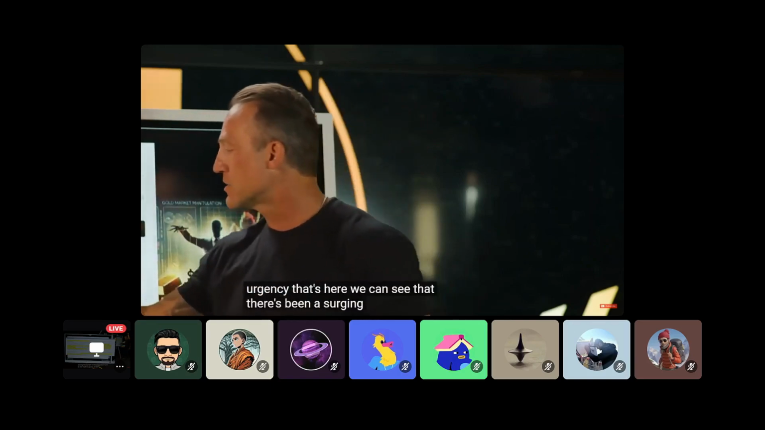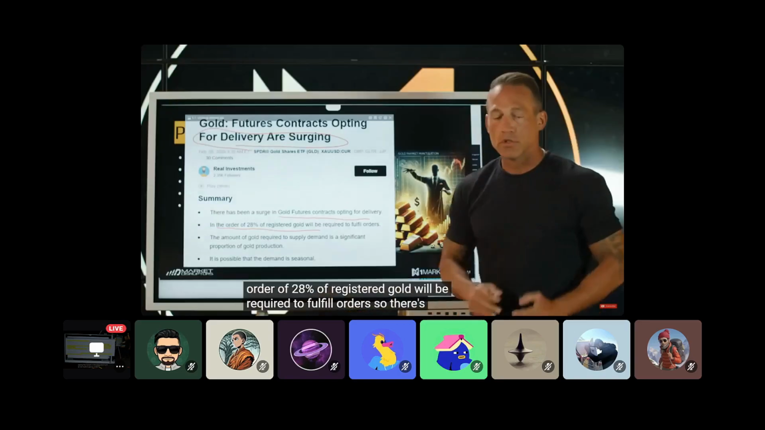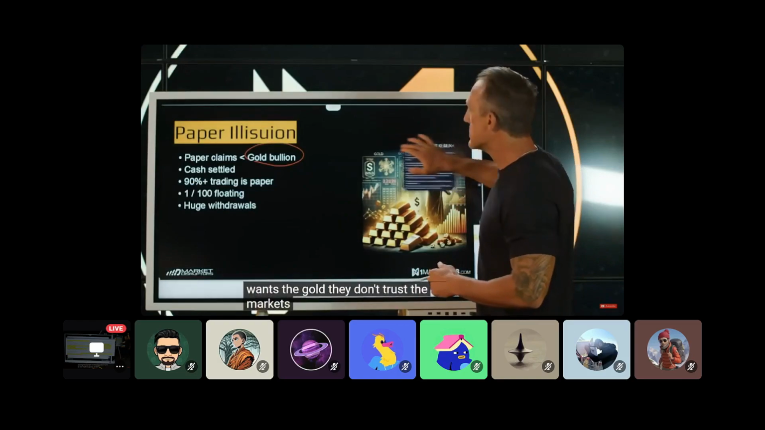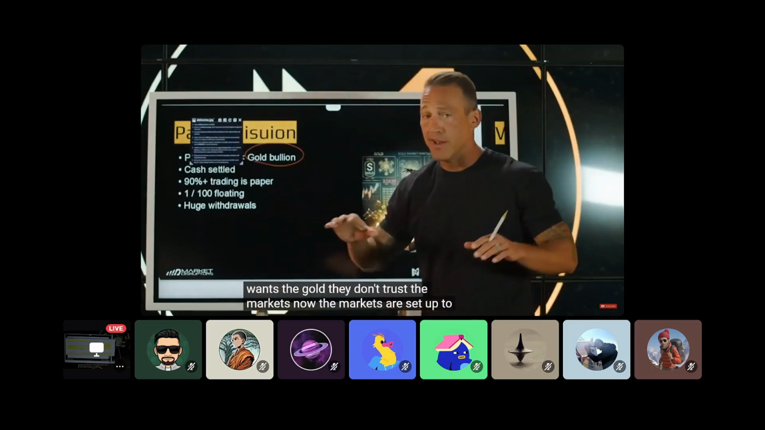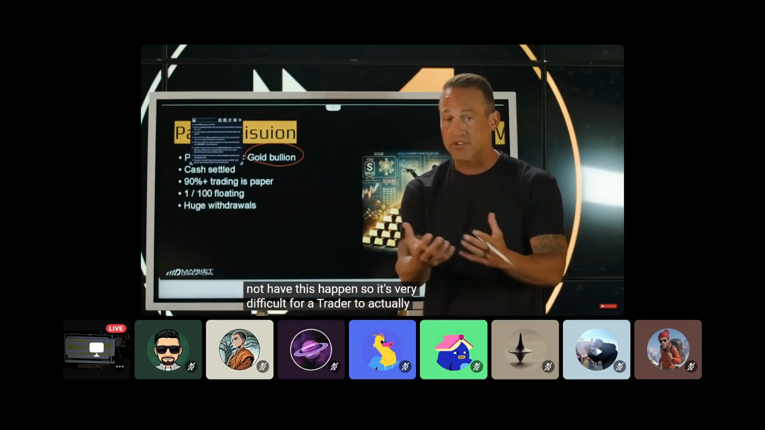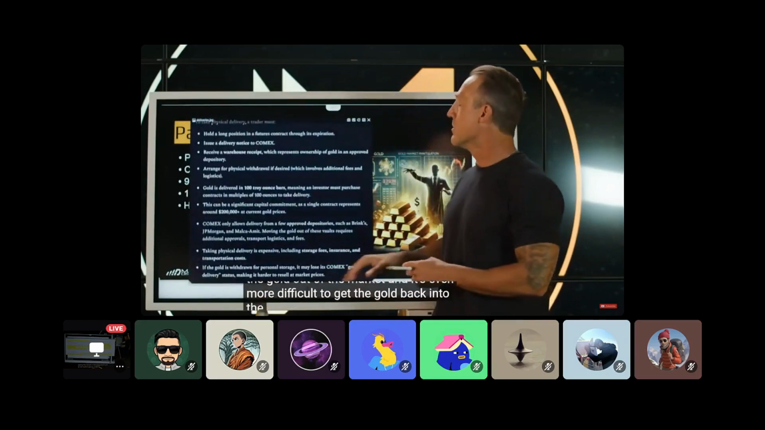We can see that there's been a surge in gold futures contracts opting for delivery. In the order of 28% of registered gold will be required to fulfill orders. So there's a massive surge for delivery. Everybody wants the gold. They don't trust the markets. Now, the markets are set up to not have this happen. So it's very difficult for a trader to actually get the gold out of the market, and it's even more difficult to get the gold back into the market.